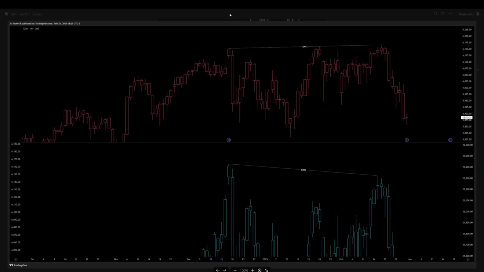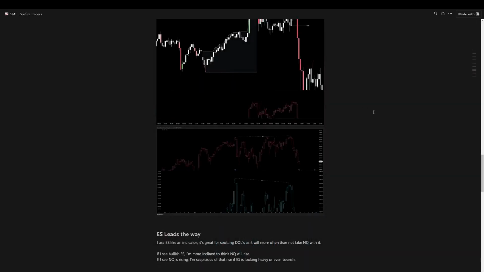Okay. Here's the macro. So this is quite an obvious one. So the macro right now, ES had taken the all-time high, NQ didn't. And now we've started to see that vicious sell-off. Okay, so really, really nice confluence on that.